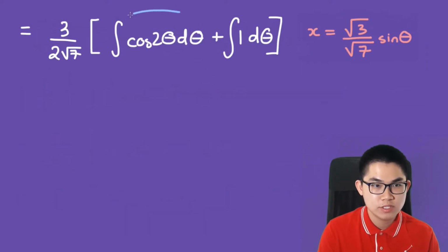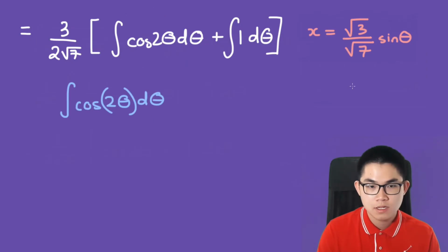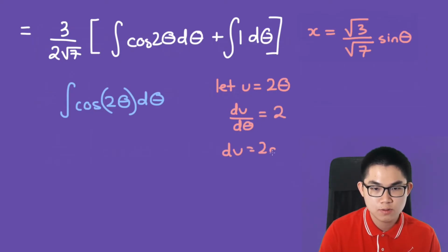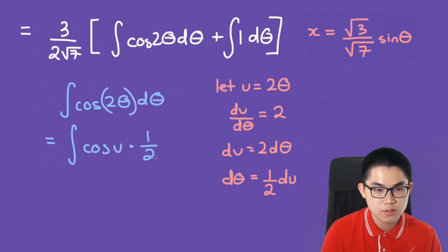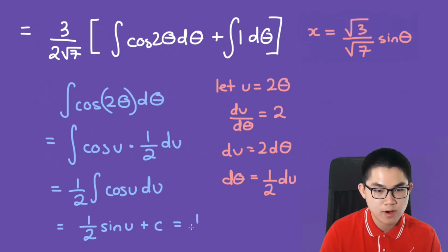We can use u substitution to solve for the integral of cosine 2 theta d theta. So let u equal 2 theta. The derivative du over d theta is just 2. So du is 2 d theta, and d theta is 1 over 2 du. We have the integral of cosine, and 2 theta is simply u. Then d theta is 1 over 2 du. So we have 1 over 2 times cosine of u du, and we have 1 over 2 times sine of u plus c. And u is 2 theta, so we have 1 over 2 sine 2 theta plus c.